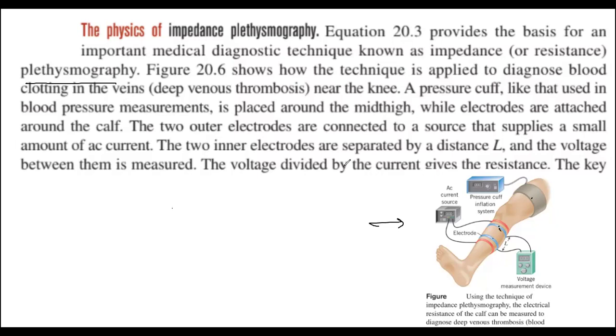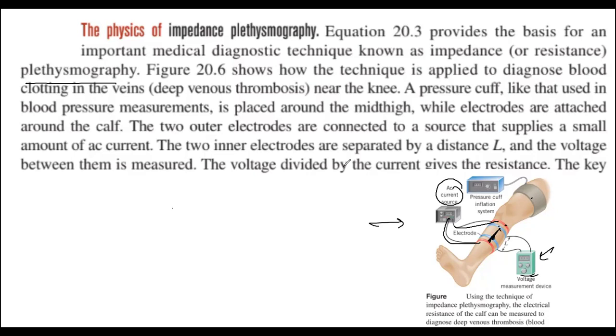The two outer electrodes are connected to a source that supplies a small amount of AC current. These two electrodes are connected to this source, this battery, which is the source of a very small AC current. If you pay attention to the two inner electrodes, these are your outer electrodes and these are your two inner electrodes. They are separated by some distance L. This is your AC current source. These are the outer ones, and these are separated by some distance.